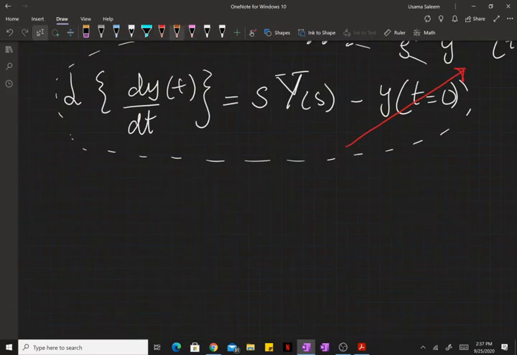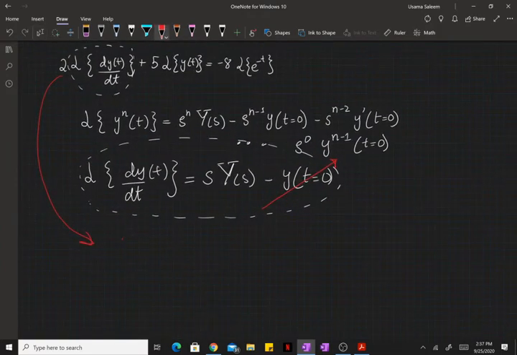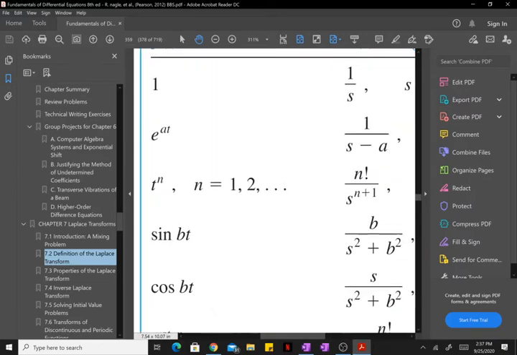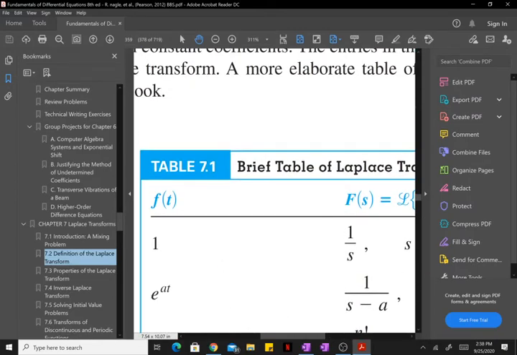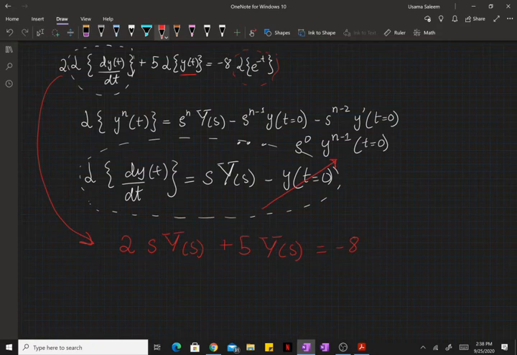Okay, so the Laplace transform of our first term is going to be 2 times s multiplied by Y(s) plus 5. The Laplace transform of y(t) will just be written as uppercase Y, equals negative 8, and to evaluate the Laplace transform of e raised to power negative t, we will take advantage of table 7.1 here, and you can see that the Laplace transform of e raised to power a t will be 1 over s minus a. So for e raised to power negative t, it should be 1 over s plus 1.